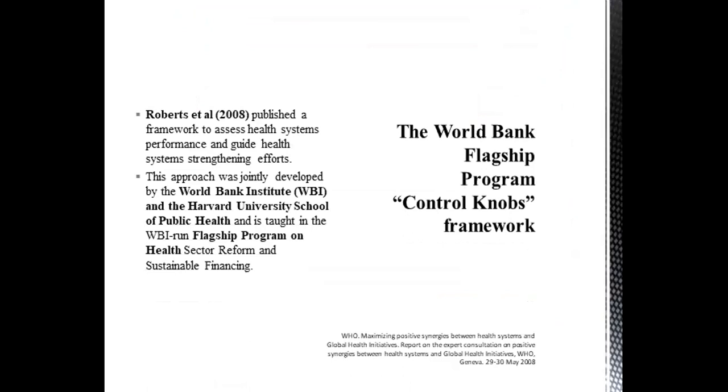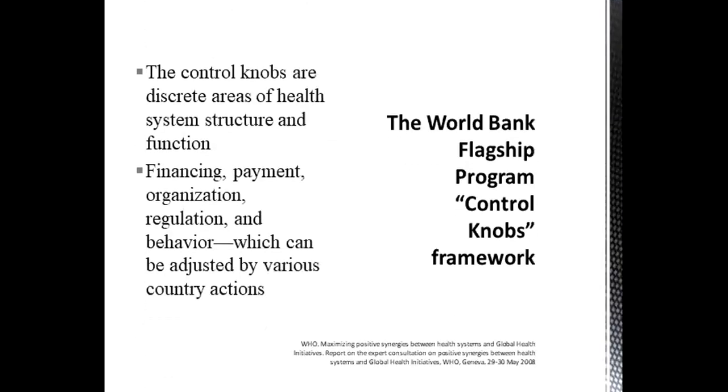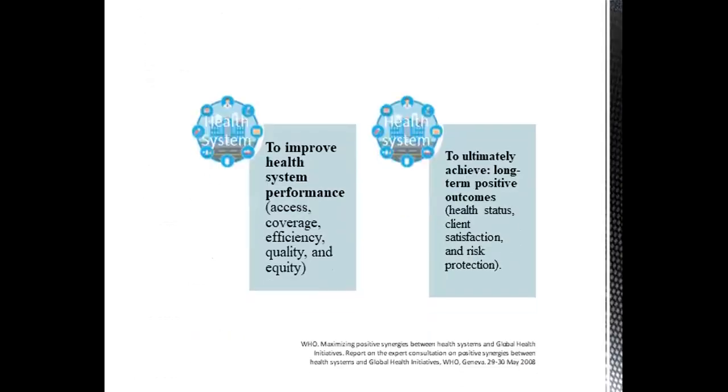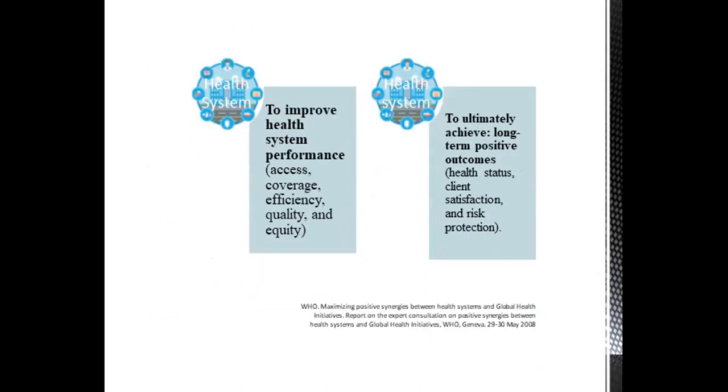Another framework presented is the WHO World Bank flagship program control knob framework. Roberts et al., 2000, published a framework to assess health system performance. This approach was jointly developed by the World Bank Institute and Harvard University School of Public Health and taught in the flagship program. It focuses on identifying areas of policy action to modify health systems and improve their performance. The framework is based on five control knobs that can be adjusted or changed to strengthen the health system. The control knobs are discrete areas of health system structure and function, including financing, payment, organization, regulation, and behavior, which can be adjusted by various country actions. Its main function is to improve health system performance to ultimately achieve long-term positive health outcomes.